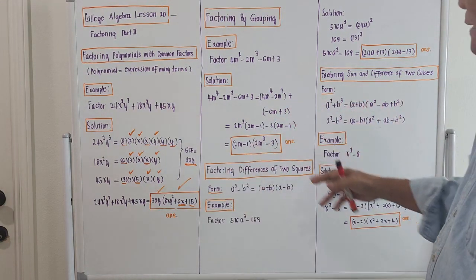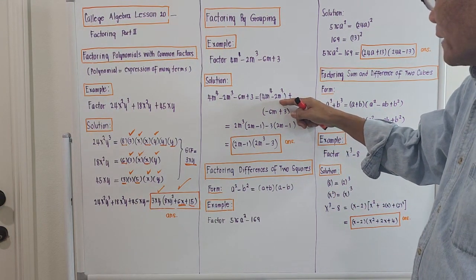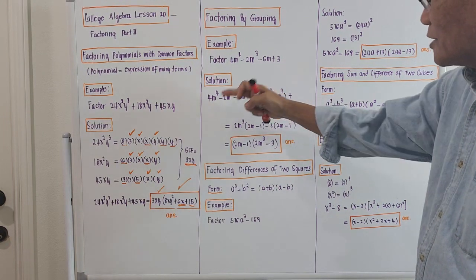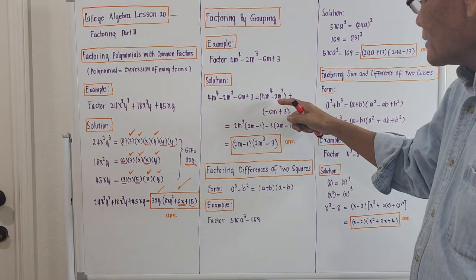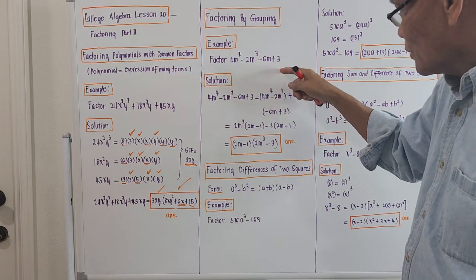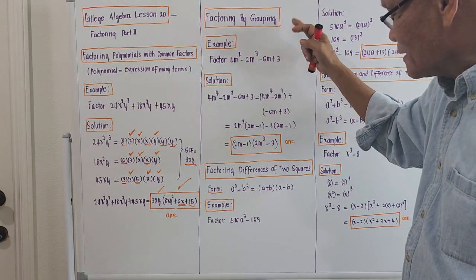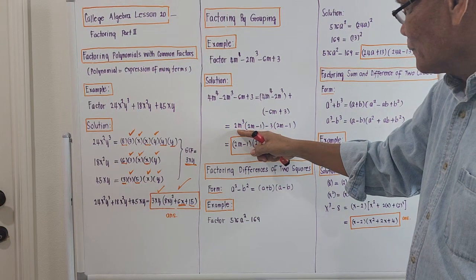If we try to factor out the first term, there is a common factor 2m cubed over here, right? There is a common factor here, 2m cubed. That's why I told you this factoring by grouping actually looks similar to the common factor. So this is 2m cubed.